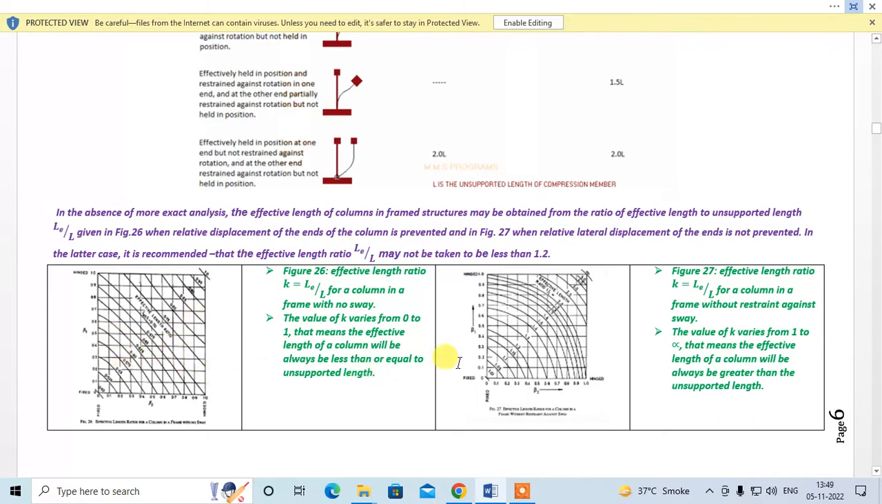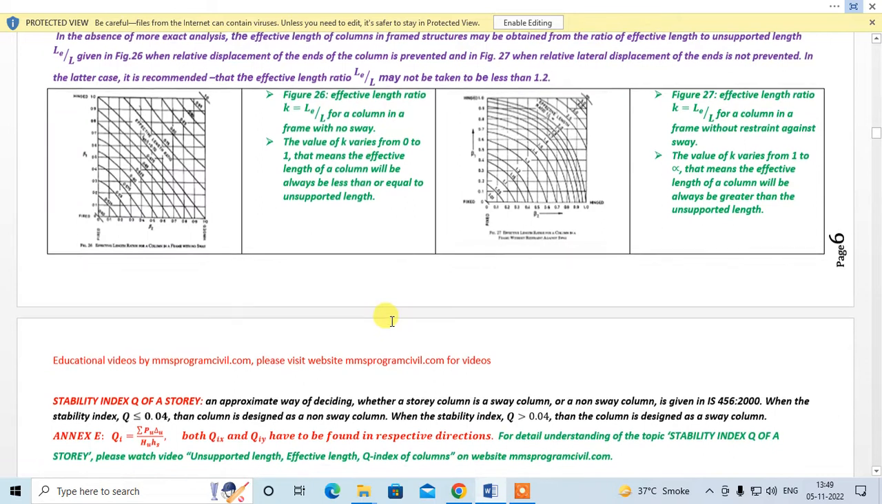Now let us see a little bit of figure 27. Figure 27, effective length ratio k is equal to L by L for a column in a frame without restraint against sway. So the column is a sway column. The value of k varies from 1 to infinity. That means the effective length of a column will always be greater than the unsupported length, right?